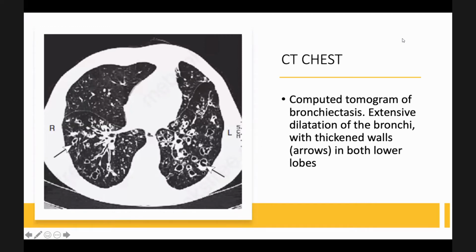Okay, so with thickened walls that you can get. These are the thickened walls of the bronchi in both lower lobes. In both lower lobes, that is what you are going to see in this kind of CT scan.